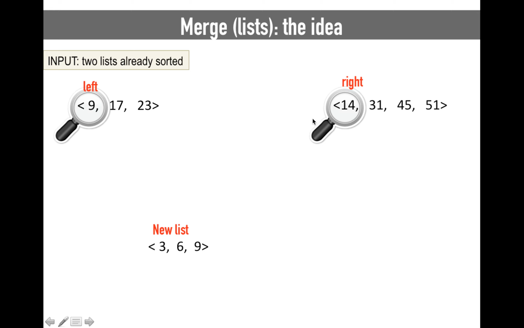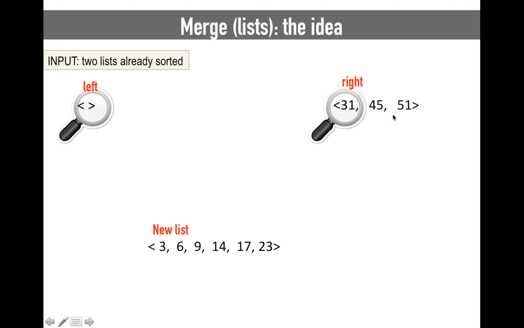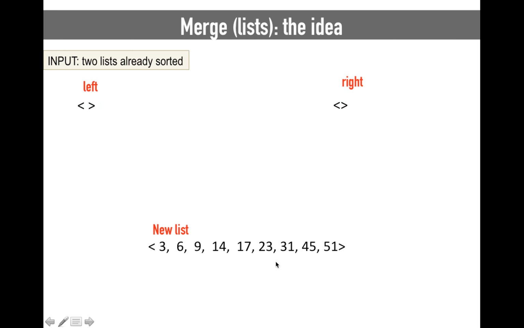9 is the smallest, goes to the new list and disappears from the left list. Again, 14 is the smallest, goes to the new list and disappears from the right list. Again, this is the turn of 17, goes to the new list, disappears from the left list. Again, 23 goes to the new list. The left list has been left empty, so there's nothing else to do. We have nothing to compare to, so we just copy whatever is in the right list to the new list. So this is the copy of all the elements here, and we are done. The new list has all the elements sorted.